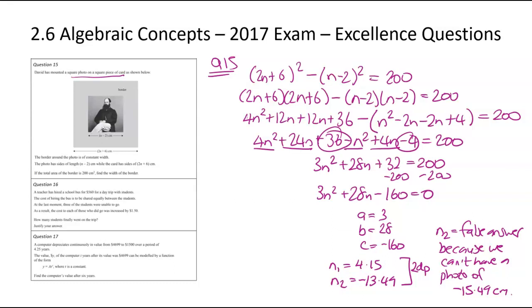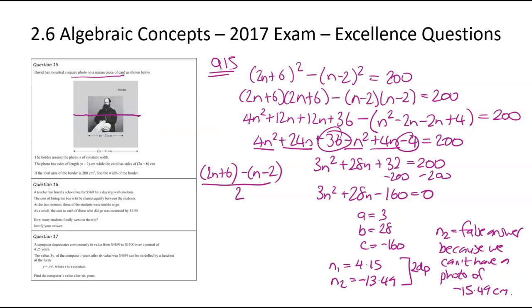So I've now got to think about the width of the border. I've solved n, but I haven't actually found the width of the border. And the width of the border, if you're going across this way here, it is going to be 2n plus 6. We're going to take away the n minus 2, and that will give us the addition of two parts of the border. Then you're going to chop that number in half.